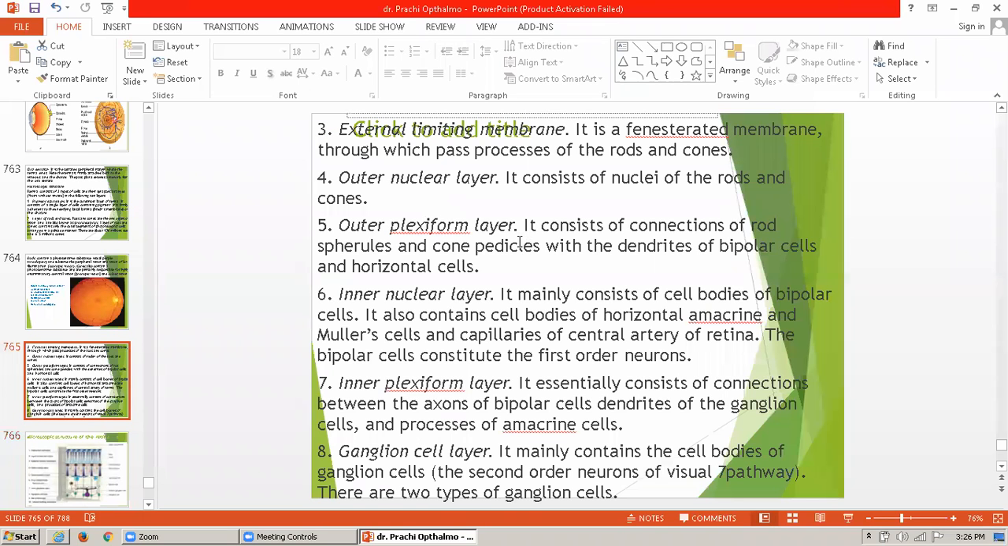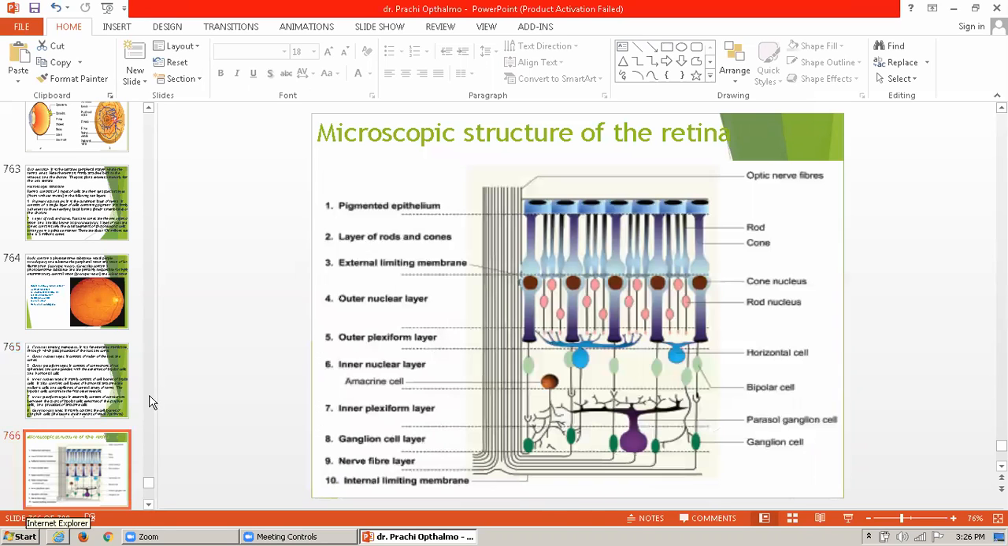Then the outer plexiform layer. It consists of a collection of the rod spherules and cone pedicles with the dendrites of bipolar cells and the horizontal cells. So this is the outer plexiform layer, just below the outer nuclear layer.